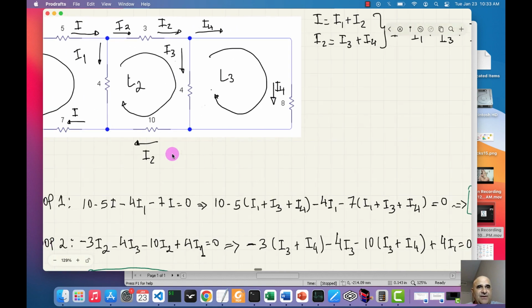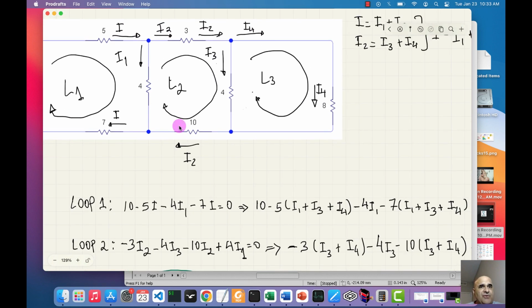Okay, and let's see the loop number 2. The loop number 2, let me start with this voltage drop. So I have negative 3 times I2, negative 3 I2. So going down, we have this register here, which is now using I3, because this current I2 will be divided into 2 currents, one I4 here and one I3 here. So negative 4 times I3, which is over here.